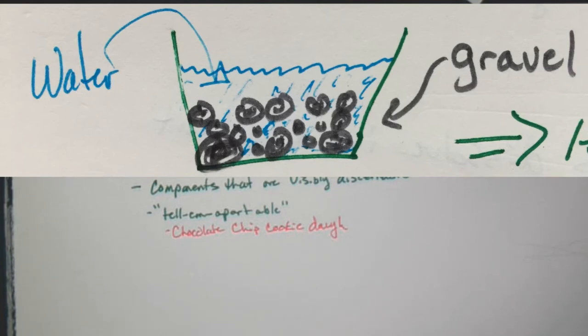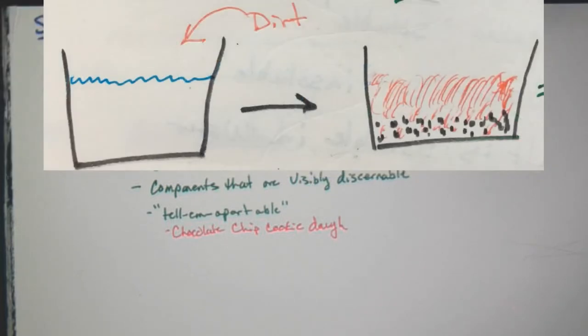Okay, so instead of just throwing gravel in there, let's say we take some dirt and we throw dirt into a bucket of water. All right, you throw dirt in, and you'll still see pebbles down at the bottom of your bucket. You'll see stuff that didn't get mixed up with the water.